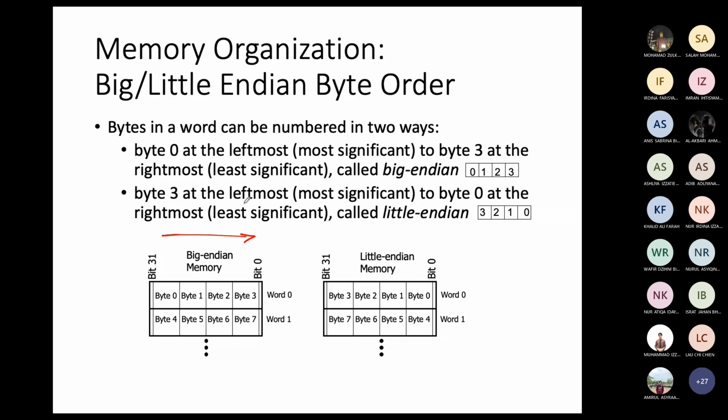But another way is that they use byte 3 as the leftmost, and then byte 0 is on the rightmost, which is the least significant. So this is what we call little endian.